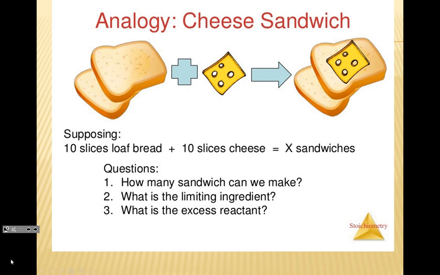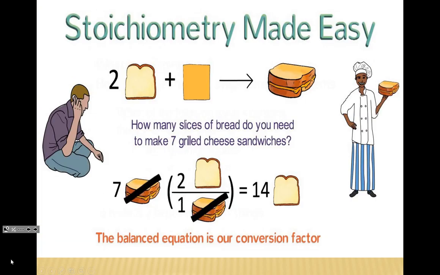Okay, all right, so what's the limiting ingredient? We don't have one here. We're going to, well, excuse me, yes we do. What are we going to run out of? Bread. That's the limiting one.